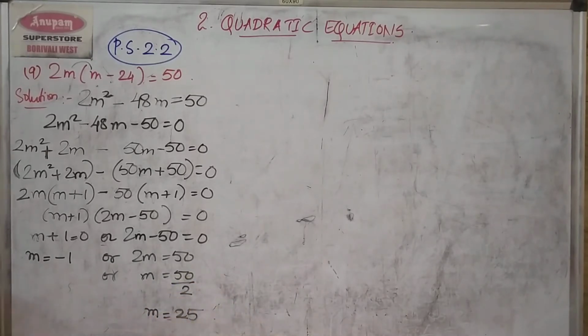So the two answers will be 25 and minus 1. So I will write down 25 and minus 1 are the roots of given quadratic equation. So minus 1 and 25 are the roots of given equation or given quadratic equation.